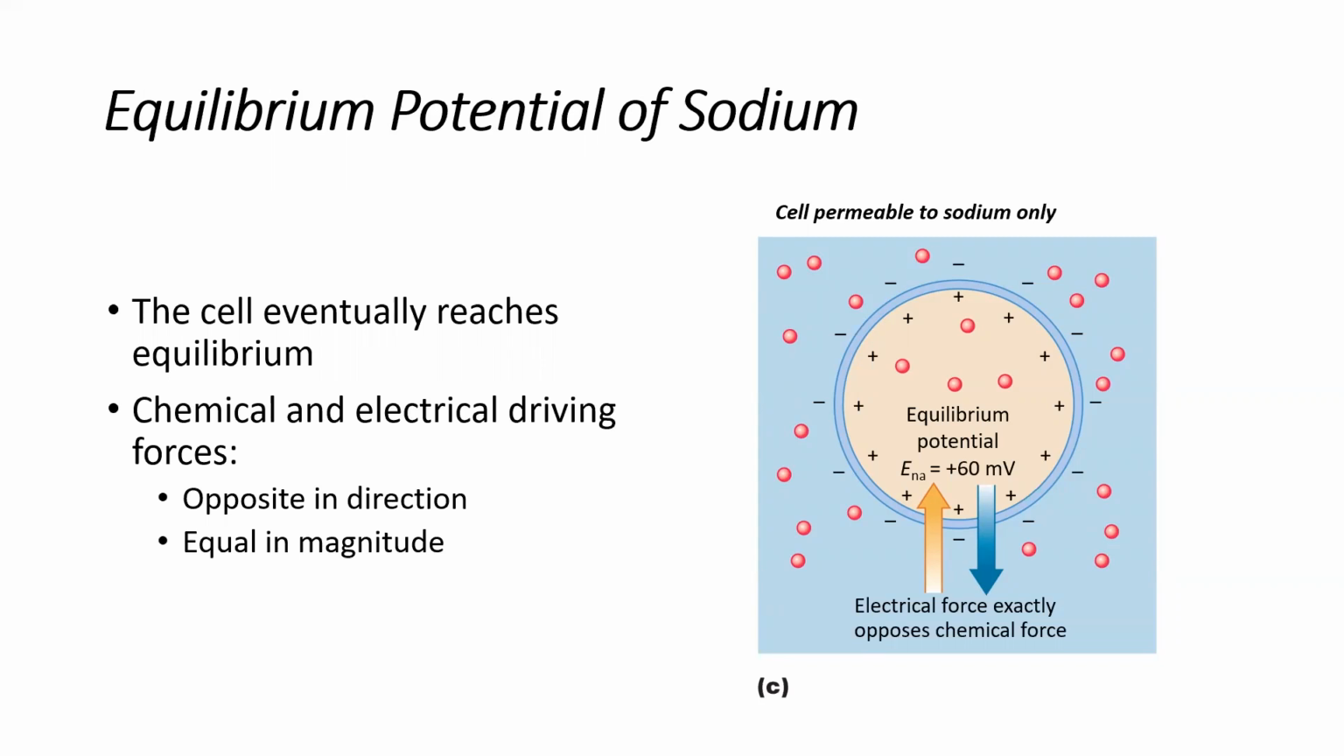But when sodium gets to its equilibrium, and so there's no longer any movement, the membrane potential at that time is positive 60 millivolts. So at this time, we have equal and opposite forces trying to move sodium. They're of the exact same magnitude, and so we have zero movement of sodium as both of those forces cancel out.